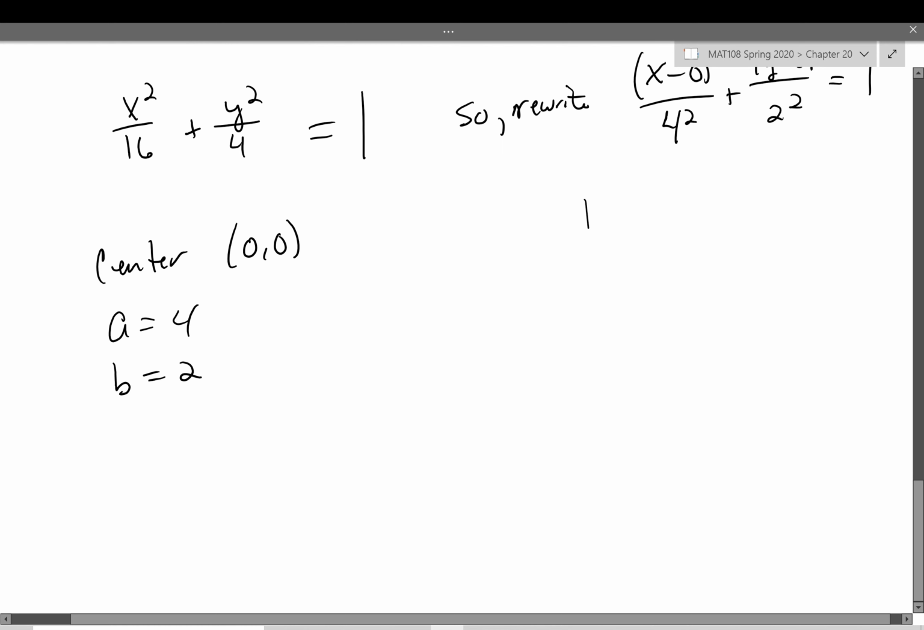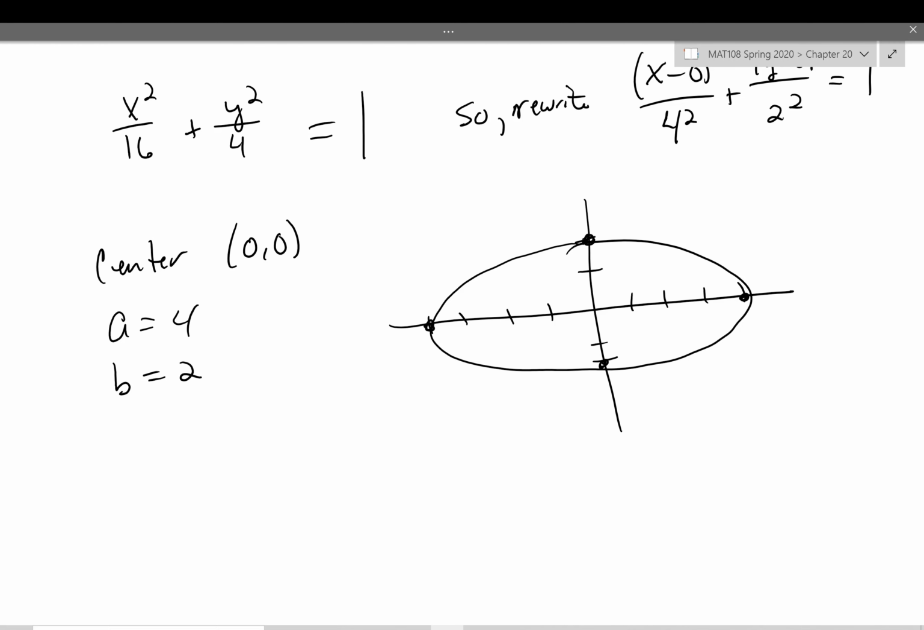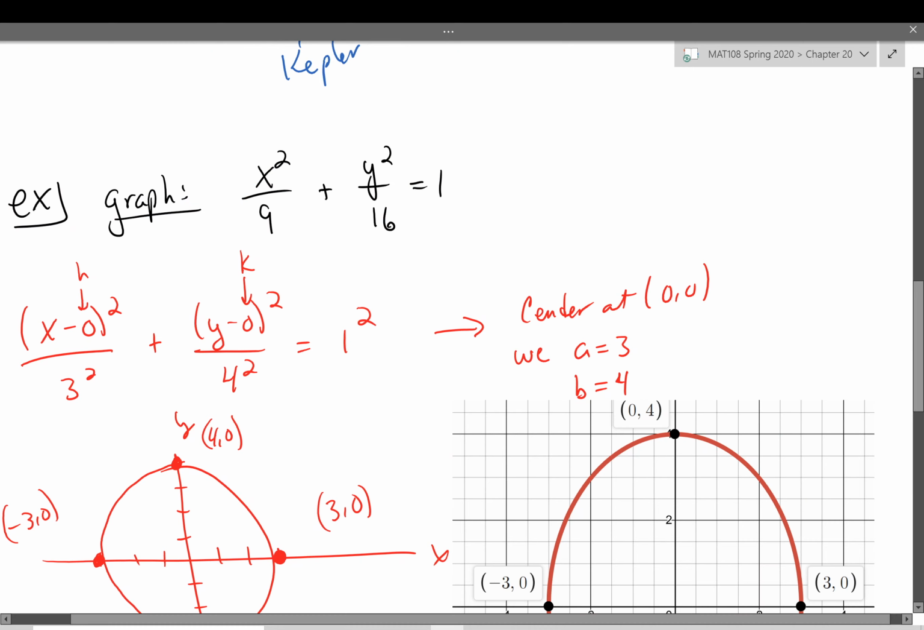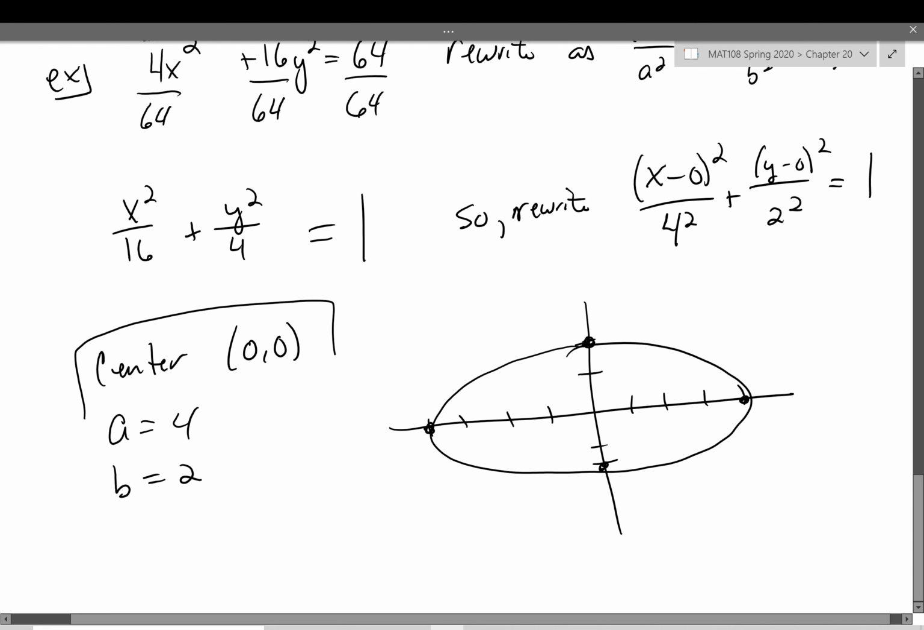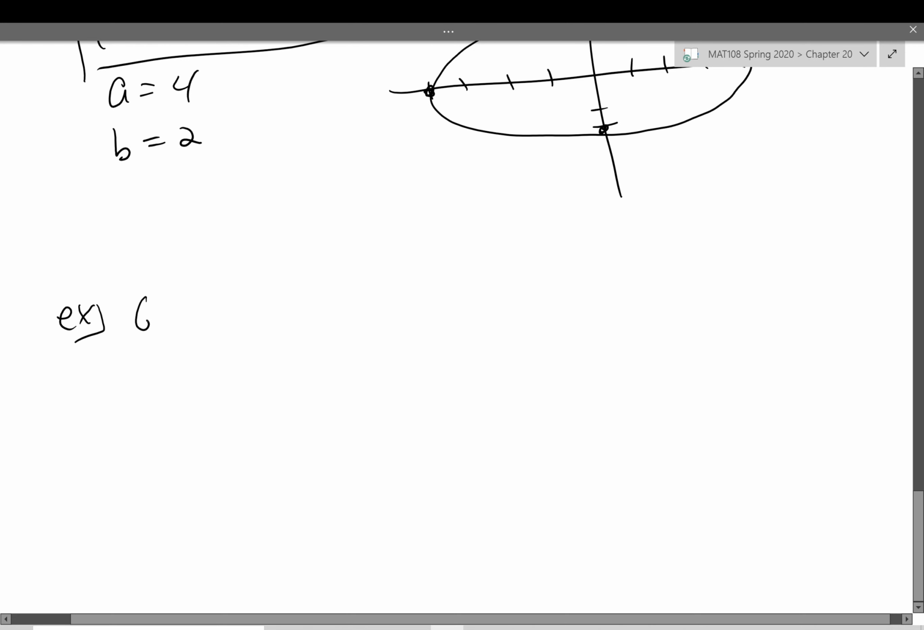Okay? So let's go ahead and graph that. So let's see, A is 4, so 1, 2, 3, 4. 1, 2, 3, 4, and B is 2. 1, 2, 1, 2. So now I'll just place my points and try to draw the ellipse as best I can. All right. So notice with both examples here, the center was at 0, 0 in both examples. Well, the next problem I'm going to give you, what if it's not? All right? So our third example here, let's graph.